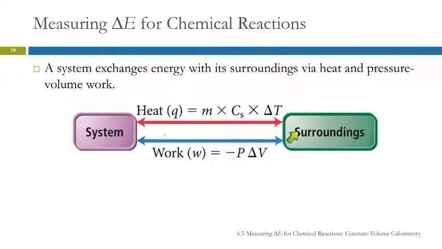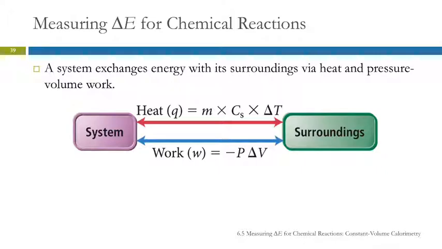So here we have a system, here we have the surroundings, and there are two means by which energy can be exchanged. One is heat. Heat is the flow of thermal energy due to a difference in temperature. And the other is work. So we're going to be talking about gases when we talk about this sort of pressure volume work. So the system and the surroundings, we can have an exchange of energy via heat and work. And they could be both positive, both negative, one positive, etc.